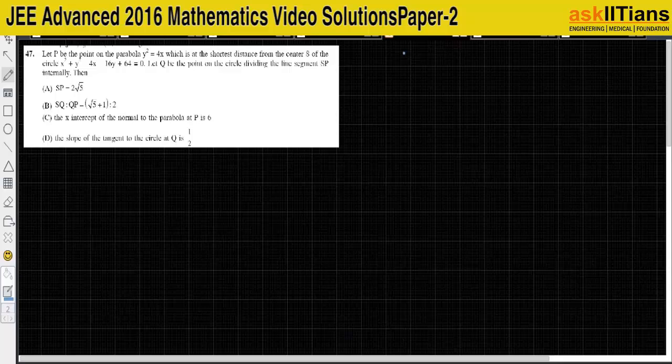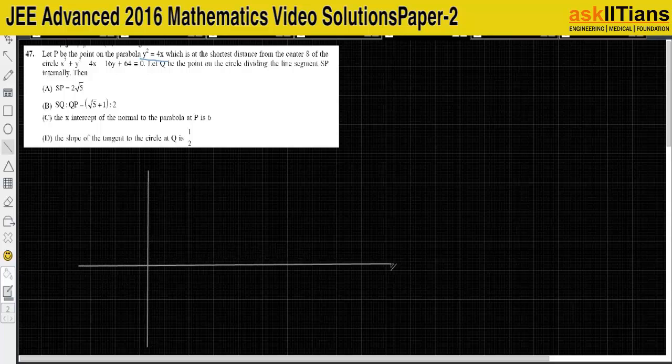Okay, now question number 5. This is question number 47 in the paper. This question is from coordinate geometry, and coordinate geometry questions are really very easy, right? So point P is a point on the parabola y square equal to 4x, which is at the shortest distance from the center S of the circle. So let me draw the diagram first, because in coordinate geometry, without drawing the diagram, nothing is clear.